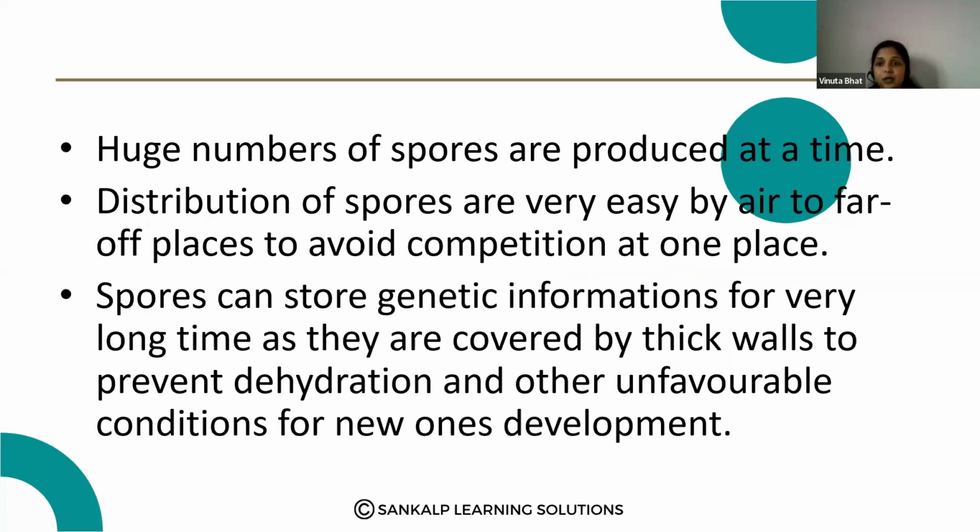Huge numbers of spores are produced at a time. Distribution of spores is very easy to far off places, to avoid competition at one place. And spores can store genetic information for a very long time as they are covered by thick walls to prevent dehydration and other unfavorable conditions for new development. So that is the advantage of the production of spores in organisms.